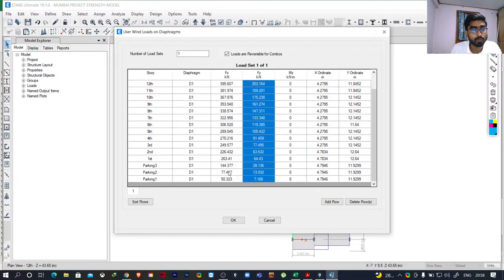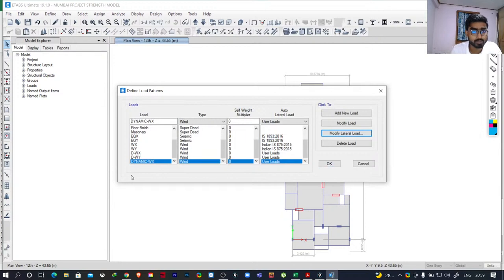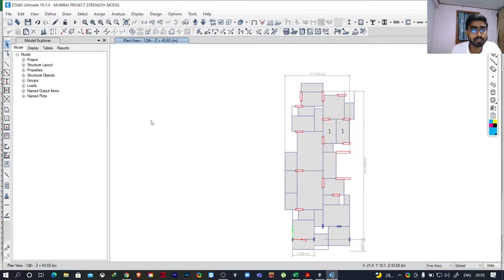In the same way, when you find the along wind for the Y direction, the along wind force you will paste here in the FY, and the across wind force you will paste in the FX. Is it clear to all of you? I guess it is clear to all of you. And if I click on OK, the dynamic wind X is considered. Now I can run the analysis and I can see the effect.